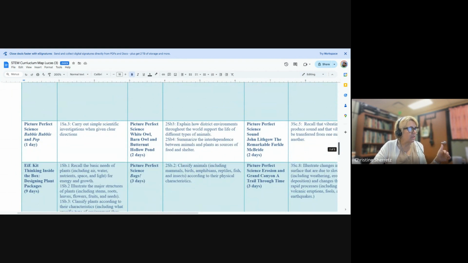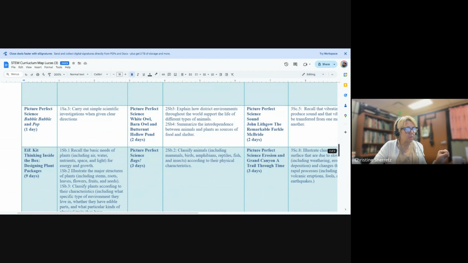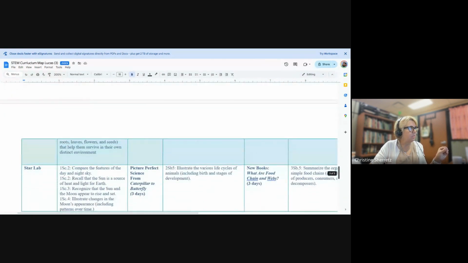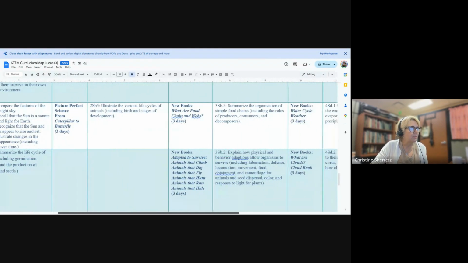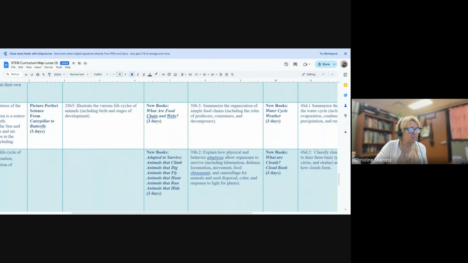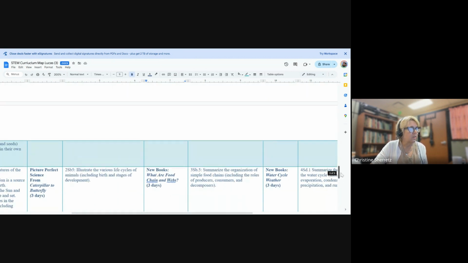Then we have EIE kits, and then we have some Picture Perfect Science. Then we have more Picture Perfect Science. So what I did was, and then in some places I even have books. So here I bought some books that the teachers could use that would address those standards.